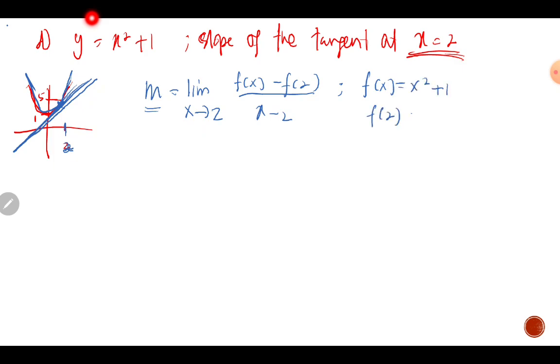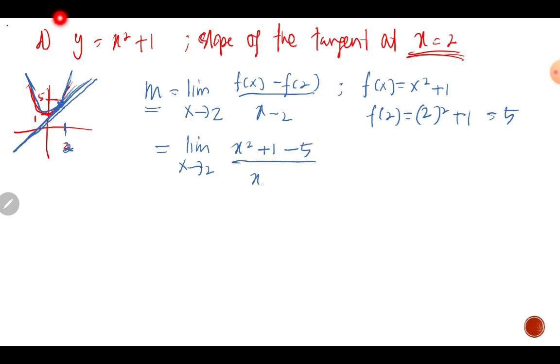Kalau f(2) pula is going to be equals to 2 square plus 1, which is equals to 5 kan. Okay, so kat sini what we're going to have is f(x), limit x approaching 2, our f(x) is equals to x square plus 1 minus 5 over x minus 2. So we have limit x approaching 2, x square minus 4 over x minus 2.